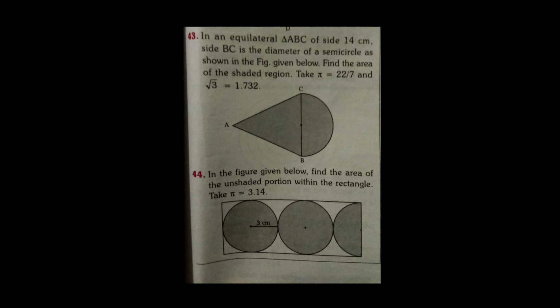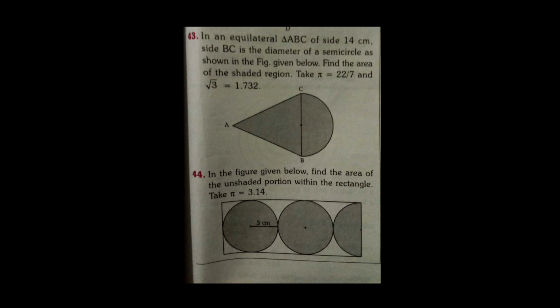Next is question number 43. Here in this question, we have one triangle and one semicircle. We have to find the area of the triangle and the area of the semicircle and add them to get this shaded region. This is an equilateral triangle, which means all sides are equal. So each side is 14 centimeter. If this is 14 centimeter, then the diameter of the semicircle is also 14. That means the radius of the semicircle is 7 centimeter.